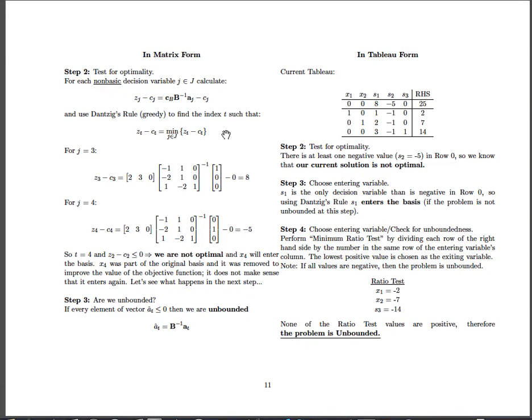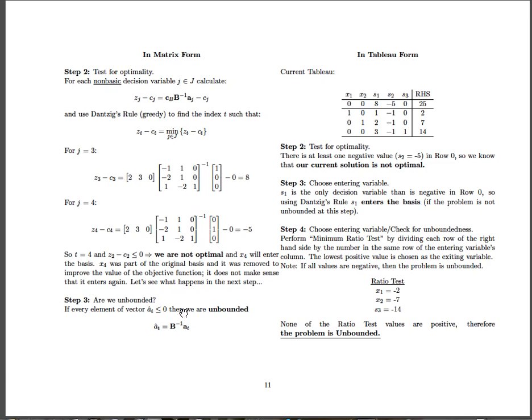We're going to check for optimality again by using these equations, and for j equals 4, which is our second slack variable, we get a -5. And we have a -5 right here in the tableau as well. So we know that we're not optimal and that S2 needs to enter the basis, which is also x4.